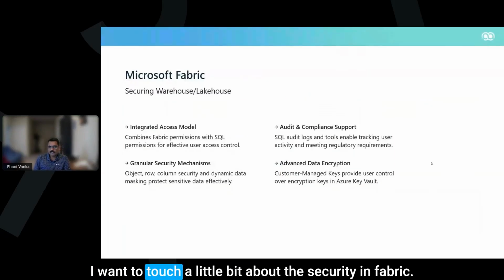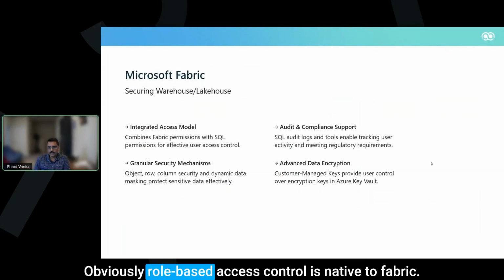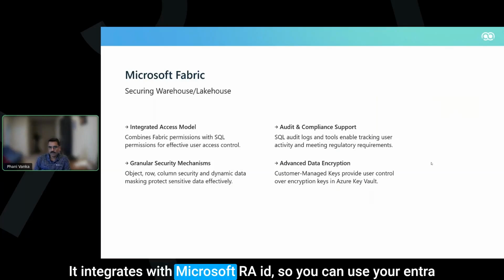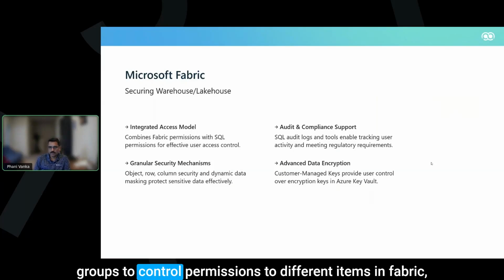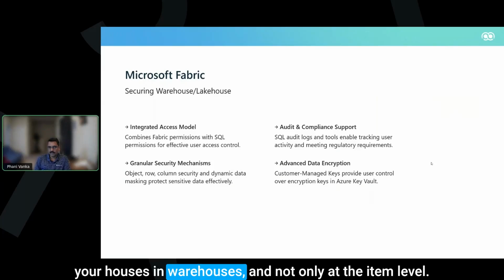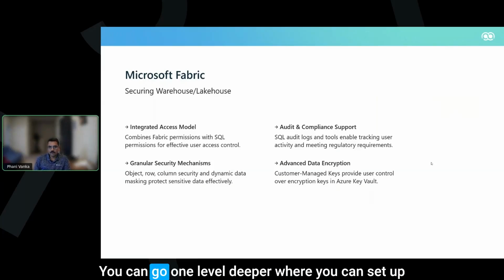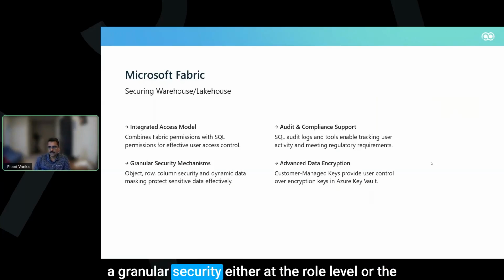I want to touch a little bit about the security in Fabric. Obviously, role-based access control is native to Fabric. It integrates with Microsoft Entra ID. So you can use your Entra groups to control permissions to different items in Fabric, your lakehouses in warehouses. And not only at the item level, you can go one level deeper where you can set up granular security either at the row level or the column level, or even if you want to mask data.